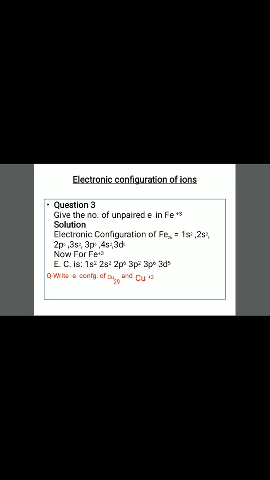Based upon these formulas and examples, you have to solve one question: write the electronic configuration of copper. It's also an exceptional case like that of chromium. In copper, the atomic number is 29. And what about Cu2+? You solve it by yourself. Okay, thank you.